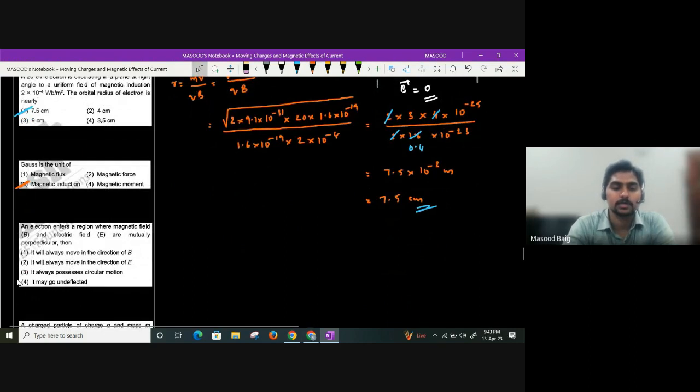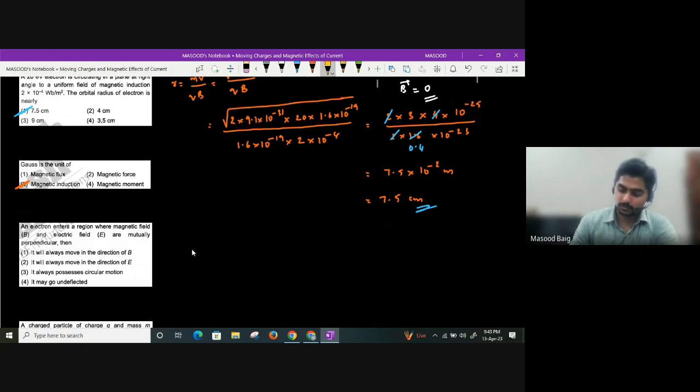An electron enters a region where magnetic field and electric field are mutually perpendicular. Okay, so I'll assume the magnetic field to be inwards, beta. What I'm assuming, magnetic field, how is it? Inwards. And I'm assuming the electric field to be downwards. Are they mutually perpendicular? Yes or no? Or let us say, okay, you take it downwards only. The electric field is in the downward direction.